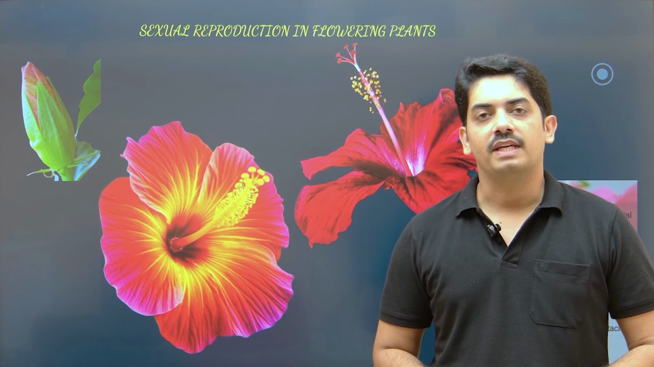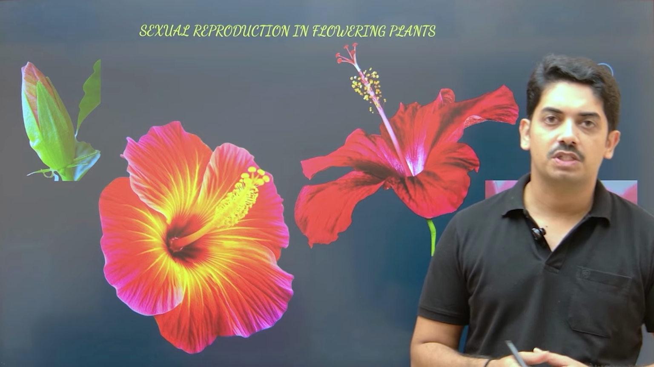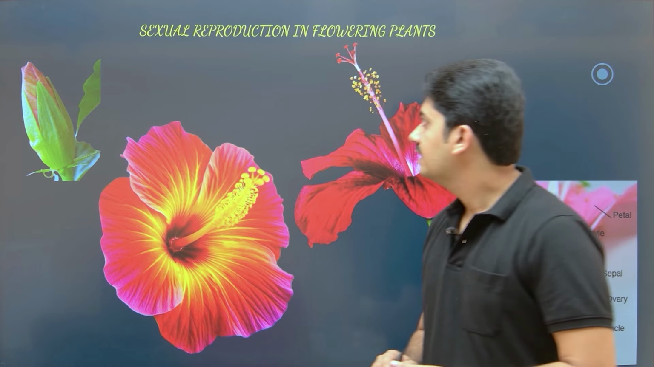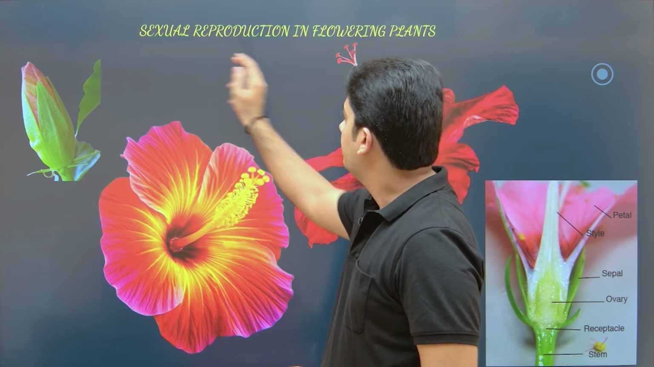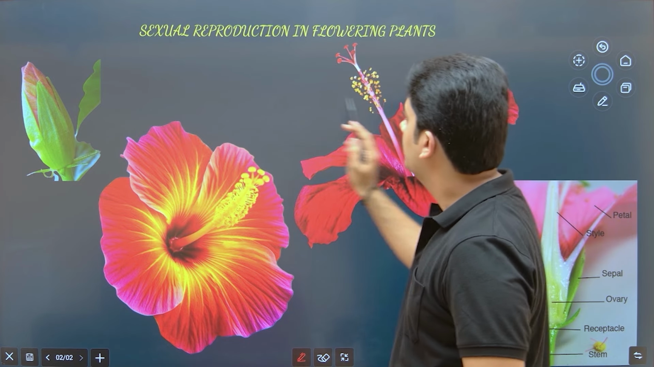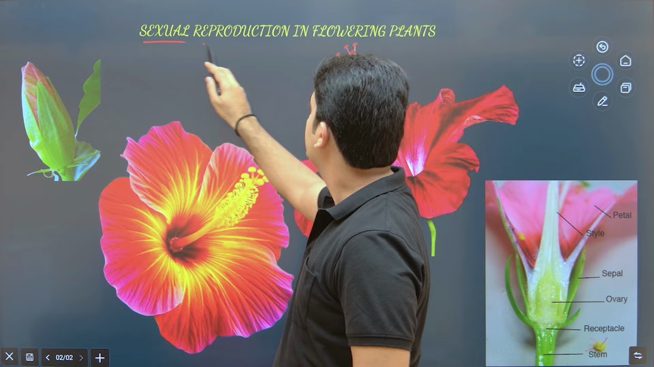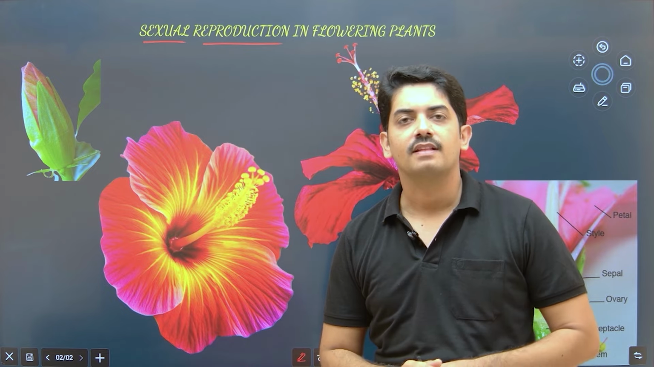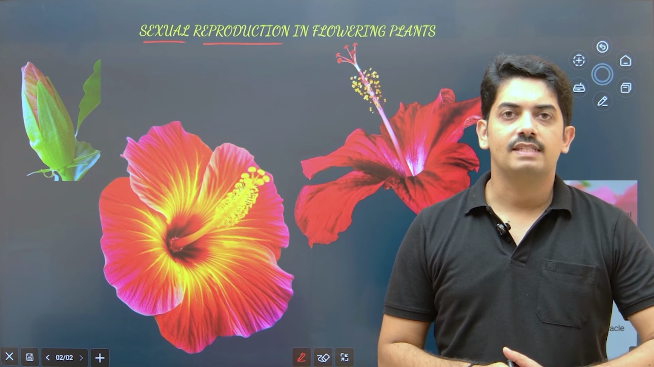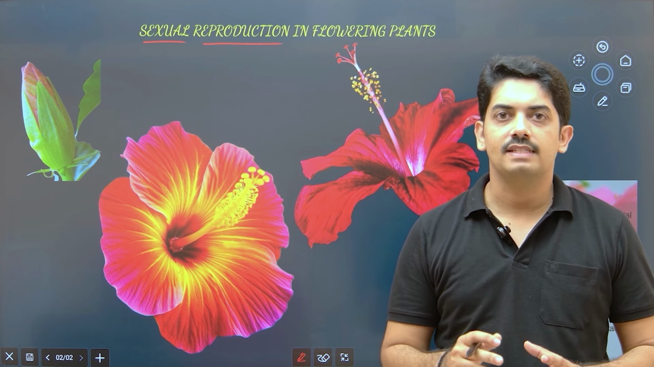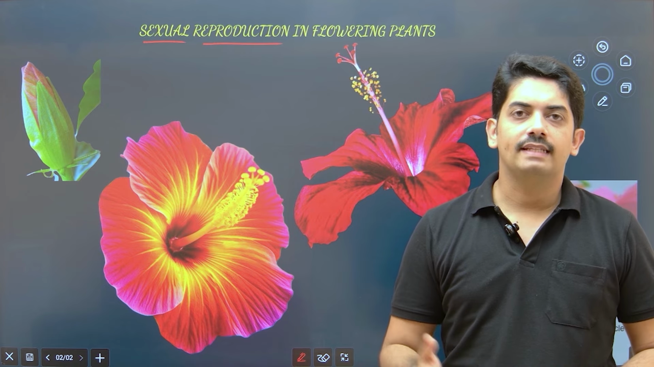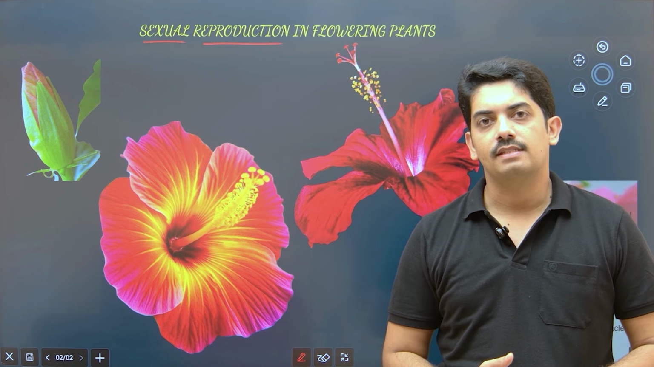Today I am going to explain the topic sexual reproduction in flowering plants. Whenever the term sexual reproduction comes, we will try to understand the basic mode of reproduction present in organisms. There are mainly two types of reproduction: one is asexual mode of reproduction, another is sexual mode of reproduction. We have studied that in our earlier classes.